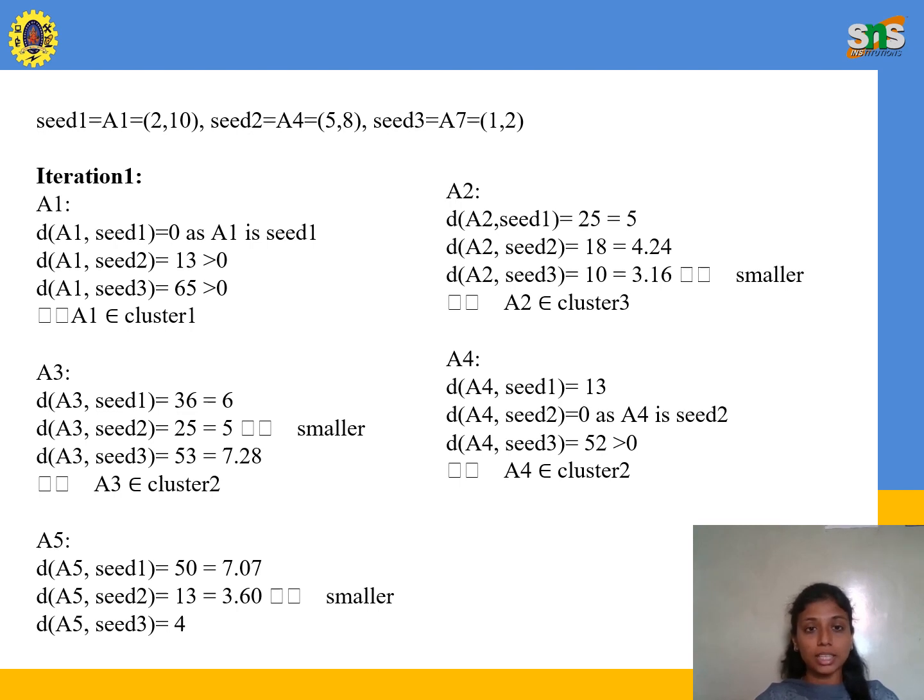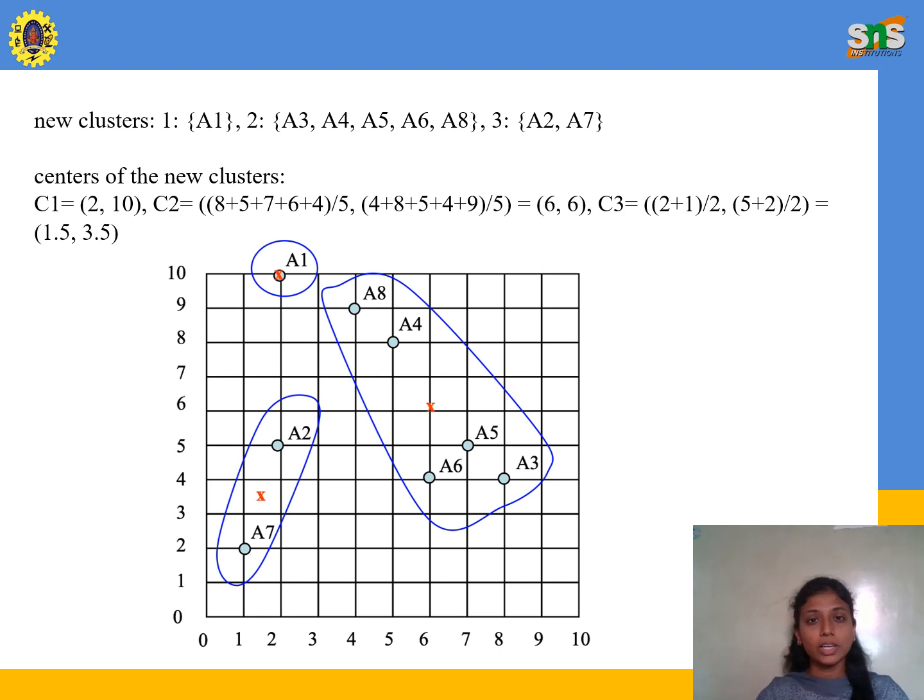As we have seen here, cluster 1 has the smallest value, that is 0, so A1 belongs to cluster 1. The same is repeated for A2. Here cluster 3 has the smallest value, so A2 belongs to cluster 3. For A3, the centroid of cluster 2 has the smaller value, so A3 belongs to cluster 2. A4 belongs to cluster 2, and A5 belongs to cluster 2. By using the Euclidean distance, we have found new clusters. That is, cluster 1 has A1 in it, cluster 2 has A3, A4, A5, A6, A8 in it, and cluster 3 has A2 and A7 in it.